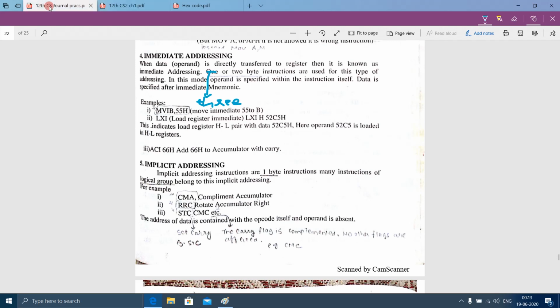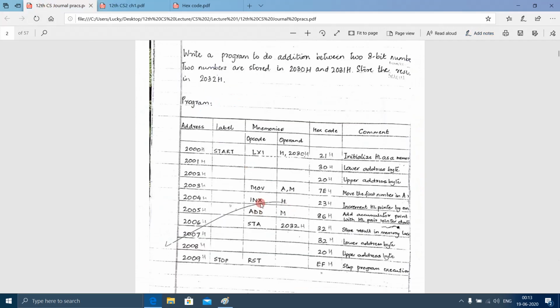For INX H, if you look in the hex sheet, the hex code will be 23H, which is of 1 byte. There is no data specified here. No hexadecimal number specified here. That is why it is of 1 byte.